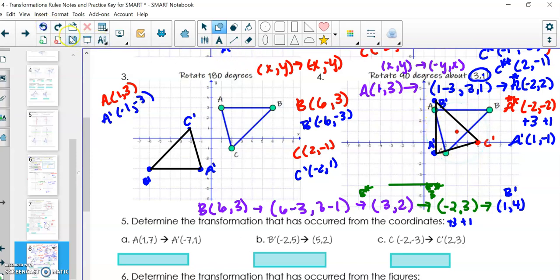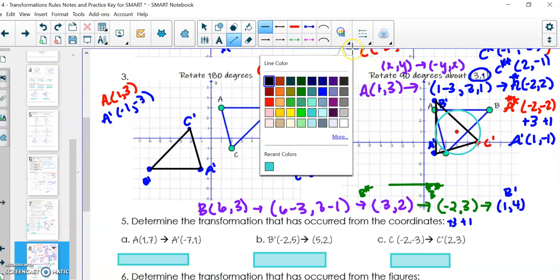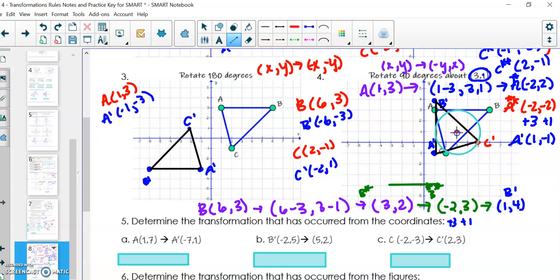And then, last but not least, if I take my circle and I drag it to point C, C and C prime should both be on there, and we can see it's turned 90 degrees. What do I mean by we can see it's turned 90 degrees? Well, if I draw a radius to point C and I draw a radius to point C prime, that looks like a right angle, right? Which would be 90 degrees, right? It's a pretty sharp turn.